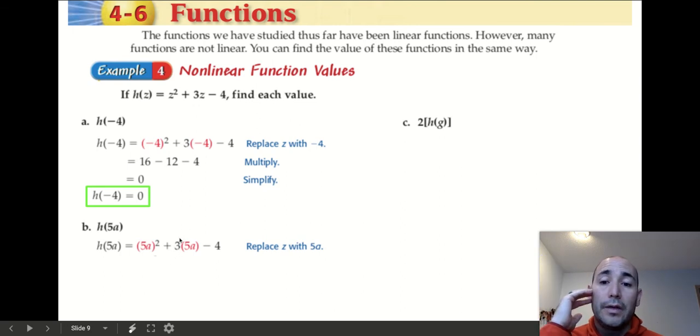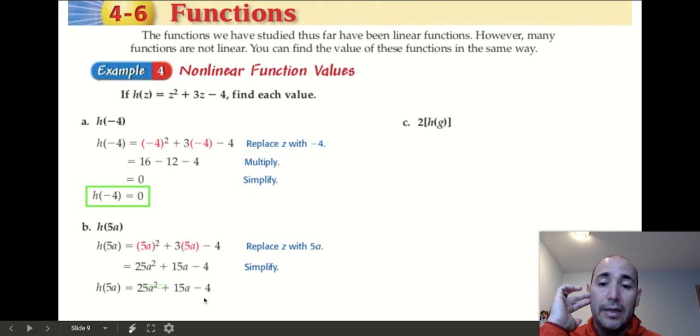And then I'm going to do 3 times 5a. 3 times 5a is 15a. Okay, so I have 25a squared plus 15a minus 4. So one thing that you'll notice is a squared and a are not like terms. In order for something to be a like term and be combined, they have to have the same variable, and those variables have to have the exact same exponents. So these three terms cannot be combined together, so that's as simplified as it gets. So h of 5a equals 25a squared plus 15a minus 4. That is the final answer for that one.